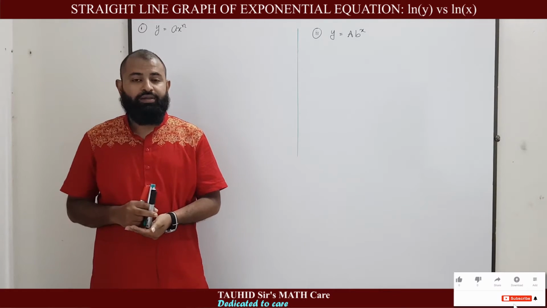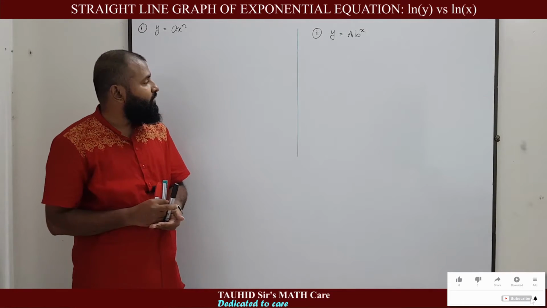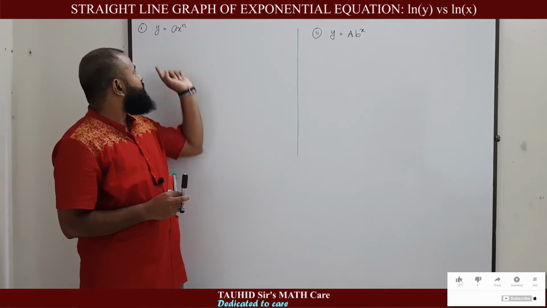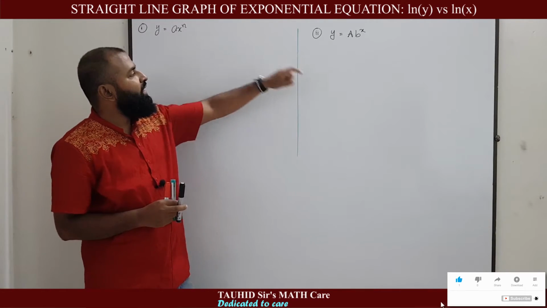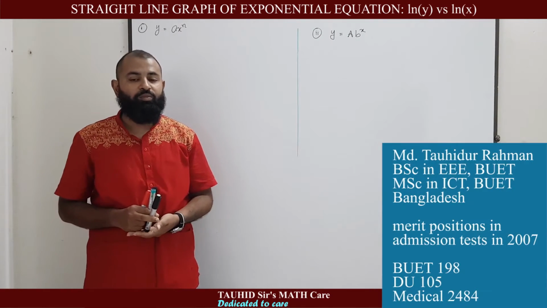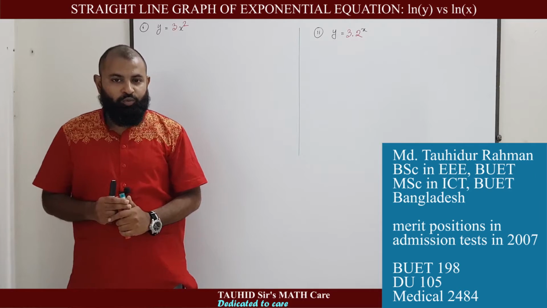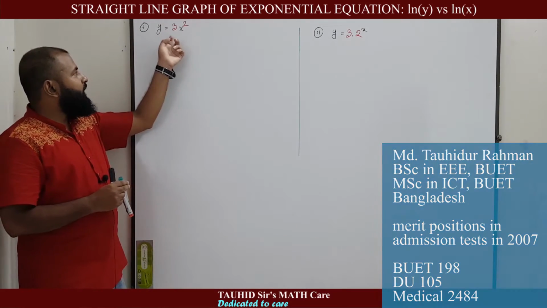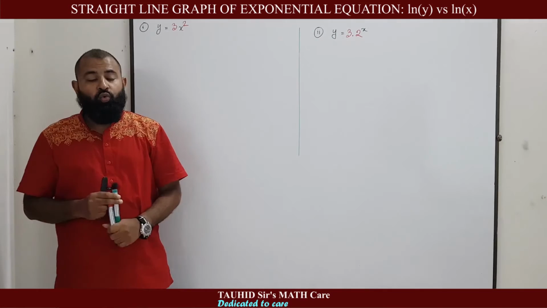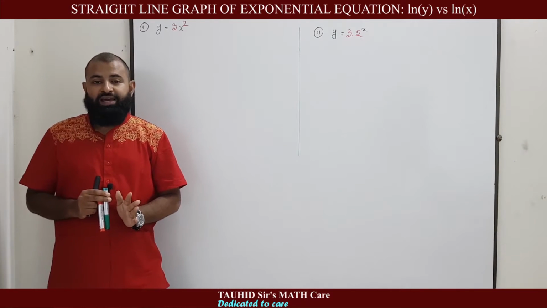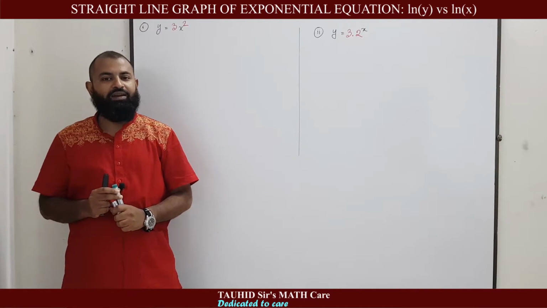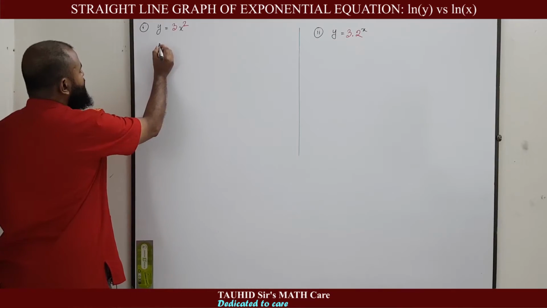Now we will draw some straight lines on the graph of ln y versus ln x for two types of function, y equals a x to the power n and y equals a b to the power x, where a and b are constants. For example, we are given two examples: y equals 3x squared and y equals 3 into 2 to the power x. We need to draw a straight line in the graph where we place ln x on the x-axis and ln y on the y-axis. How to do this?